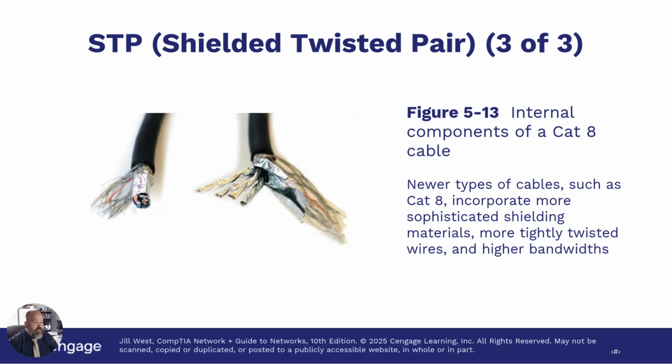Now, modern cables like the Cat 8 take shielding to the next level because it has a more sophisticated material. It's got more tightly twisted wires and it can handle higher bandwidth. That's kind of like comparing the modern smartphone to the original brick phone.